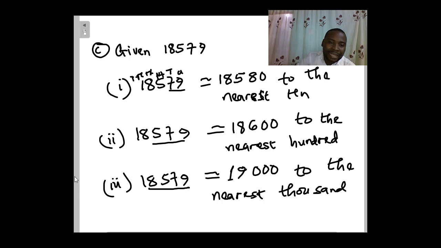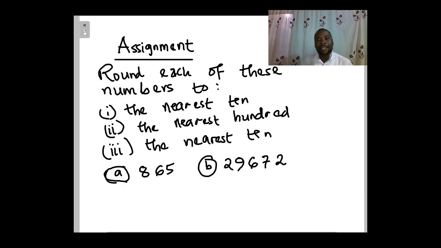Great. So that is all we are doing today. Here is an assignment for you. Please keep the answer in the comment section. I will check it and reply. Round each of these numbers to the nearest 10, the nearest 100, the nearest 1,000.